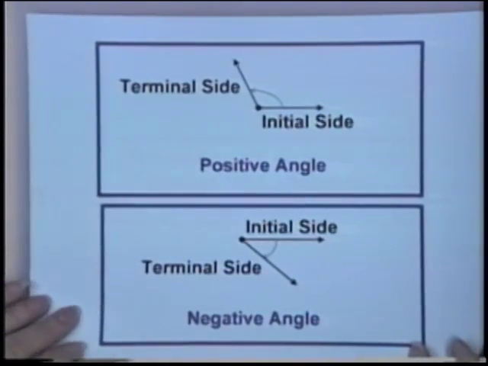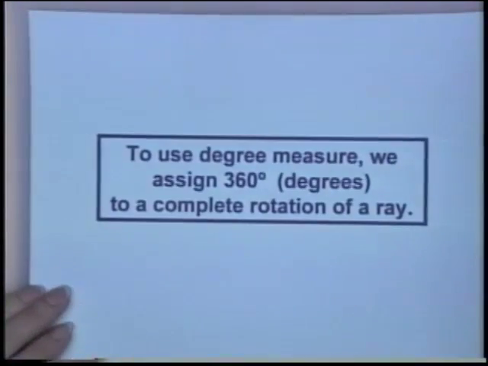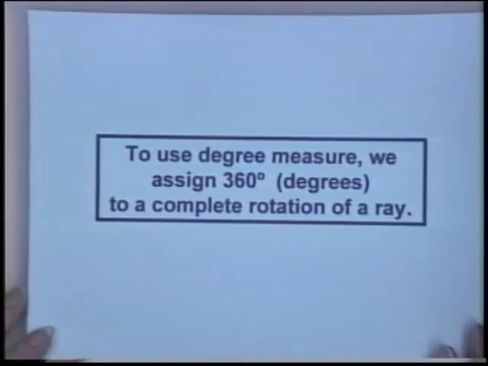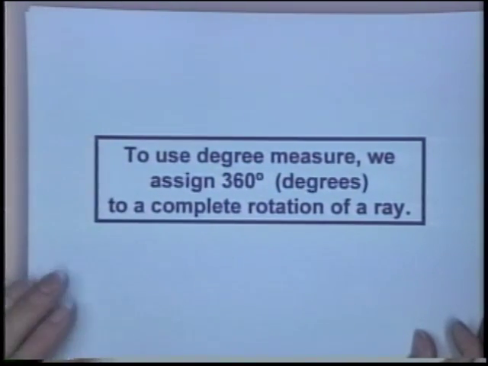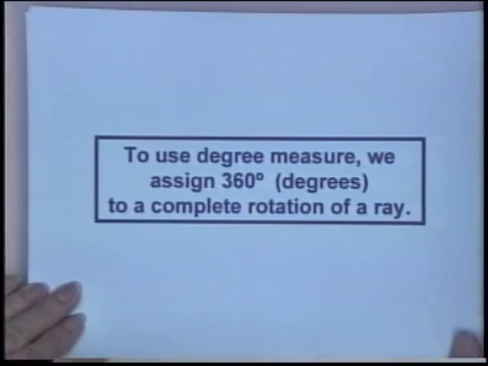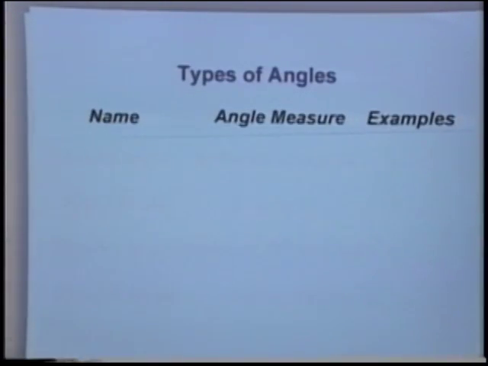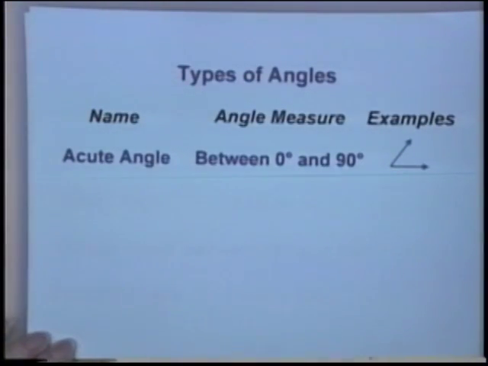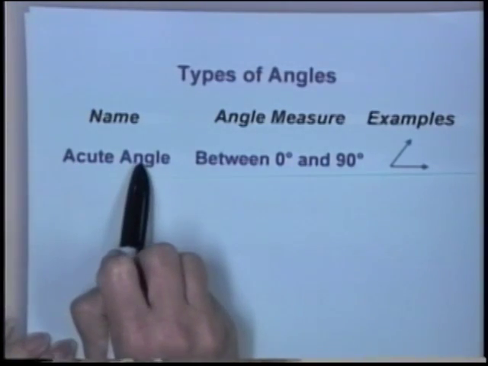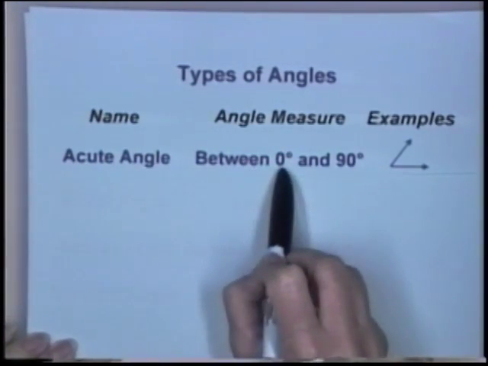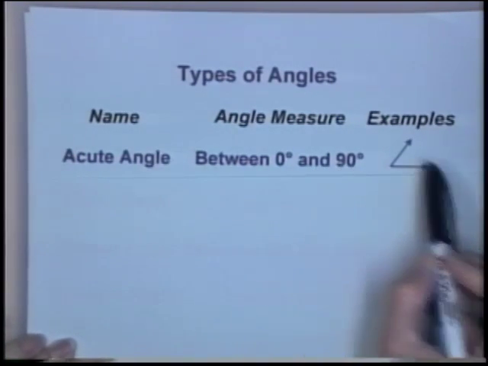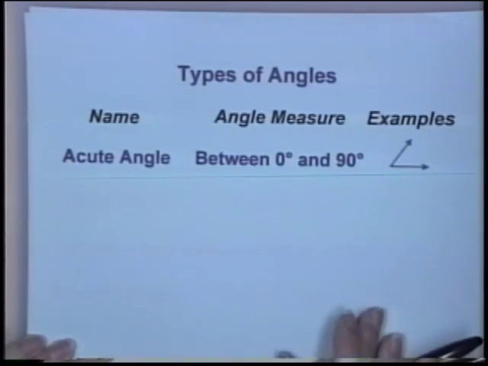From geometry, we remember that we measure angles in degrees, and when we use the degree measure, we assign 360 degrees to a complete rotation of a ray. Based on the number of degrees in an angle, we classify the angles. An acute angle is an angle that measures between 0 degrees and 90 degrees. And here is an example.